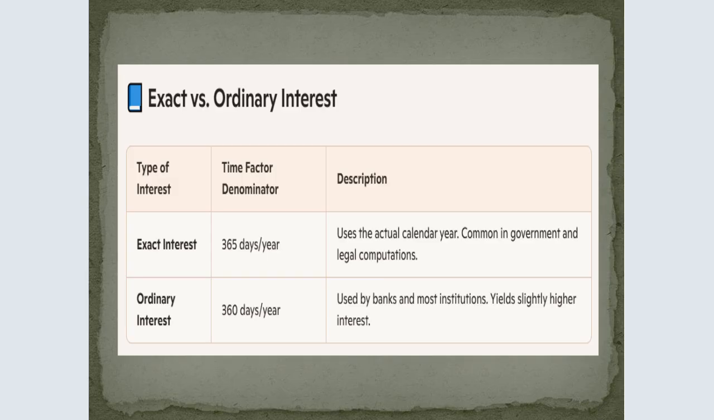Okay, so let's have a recap. Exact versus ordinary interest. For the exact interest, the time factor denominator is 365 days per year, and the description is that it uses the actual calendar year, common in government and legal computations. For the ordinary interest, 360 days per year, used by banks and most institutions, yields slightly higher interest.